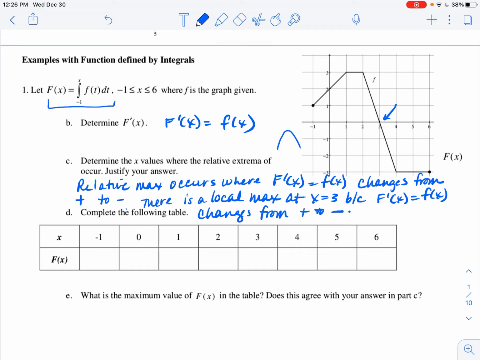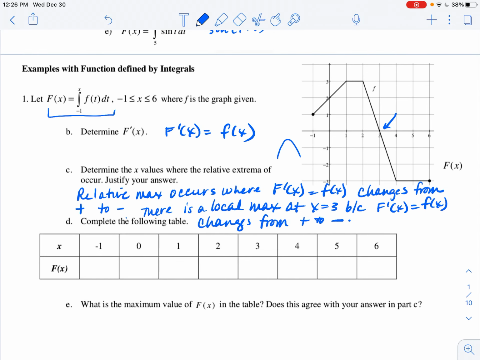Complete the following table. So we're looking for the integral from -1 to -1 in this case. And so we know that that's 0 because our boundaries are the same. From -1 to 0 would be this trapezoid here, which is 1.5, or 3/2. From -1 to 1, we're going to add on 1, 2.5, so that's going to give us 4. And then we're going to add on 3 more, so that'll give us 7.